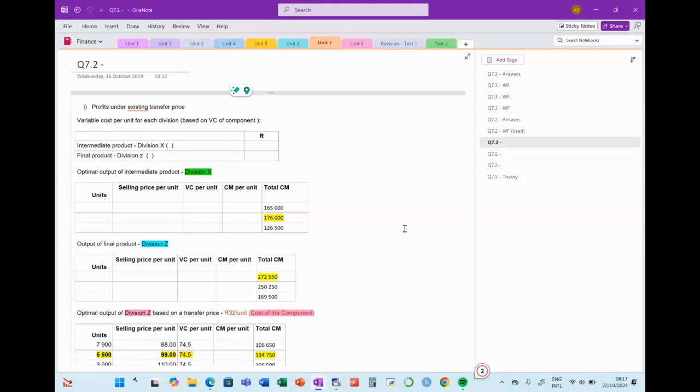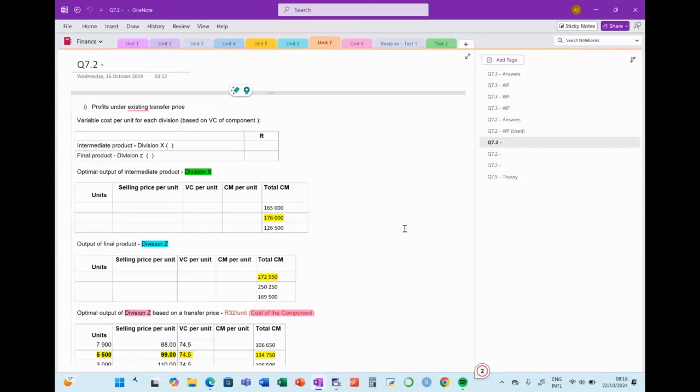Okay? So then it goes on to say the manager of Division Z is of the belief that this investigation proves his theory and that the transfer price of 13 Rand 20 cents would be appropriate, as it would give Division X a reasonable contribution to cover its fixed costs while allowing Division Z to earn a profit. In addition, he says that it would increase output and improve overall company profits.